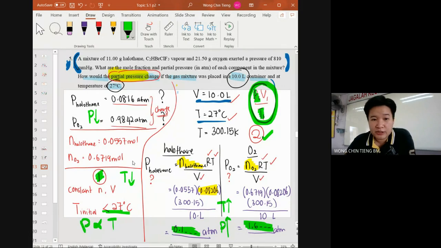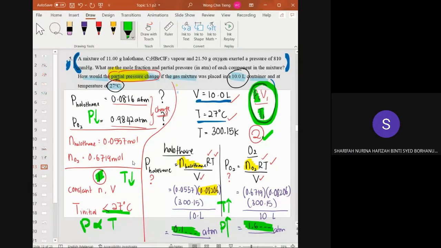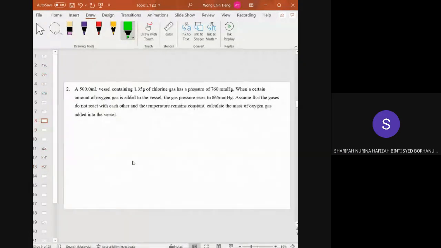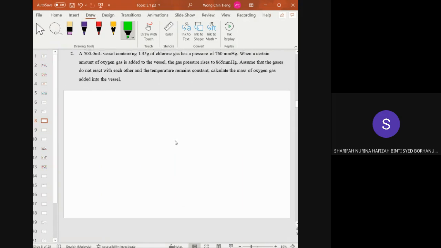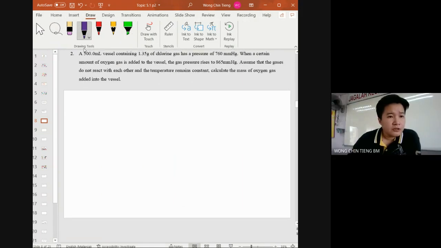Any question for this question? Boleh buat? Senang? We are still using a lot of PV equals to nRT, so be very careful with your PV equals to nRT. Okay, unit. Lagi soalan lain? That is your question 5. A long one, but it's not a hard one. Lagi soalan lain? Number 2.